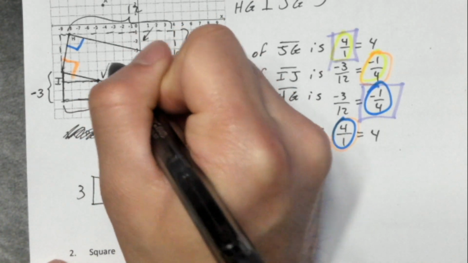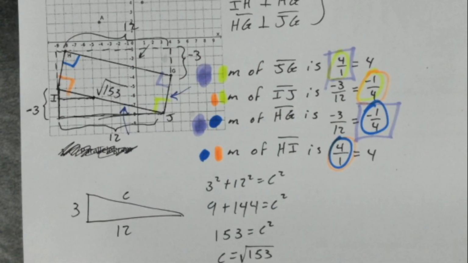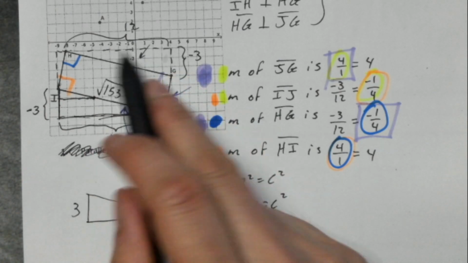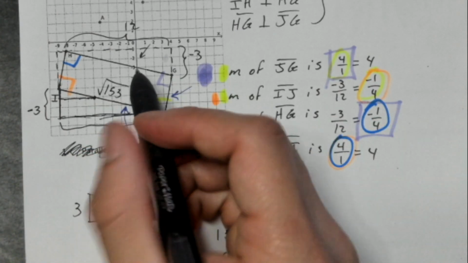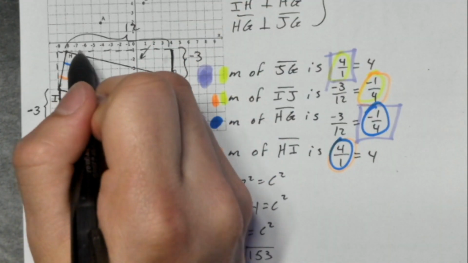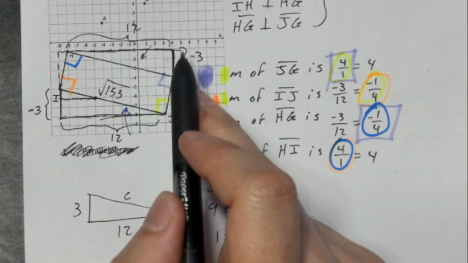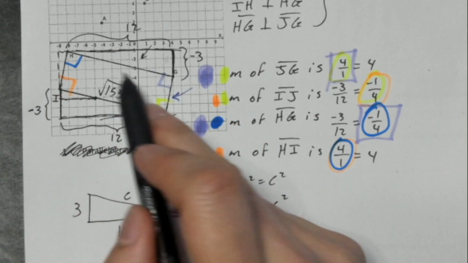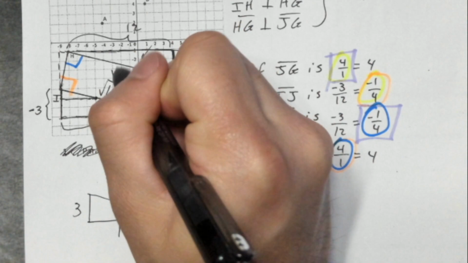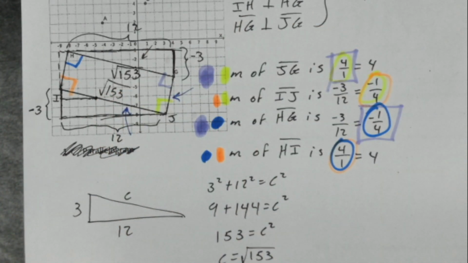You can put this in the calculator if you want, but you don't have to. Now I will take a look at this side over here, and you can see that I get the exact same triangle out of this side on top. This length is 12, this length is 3, so therefore this length will be, again, the square root of 153, just as well.